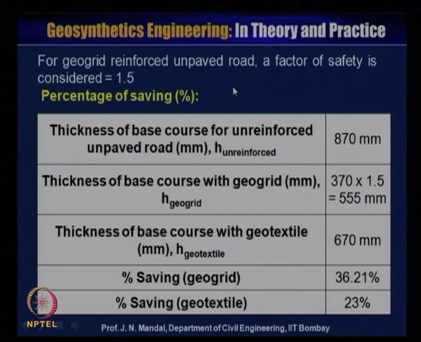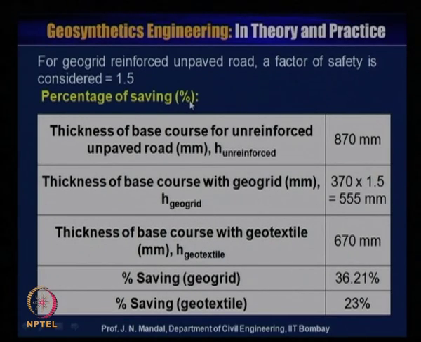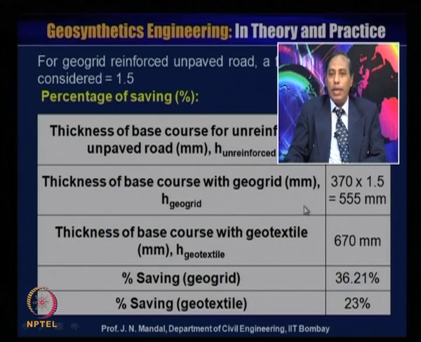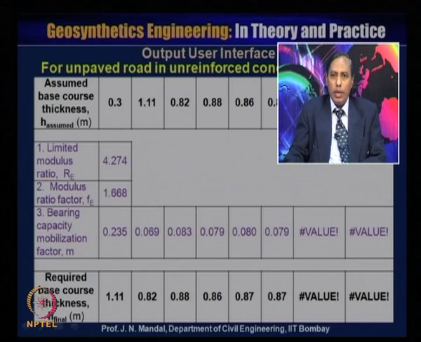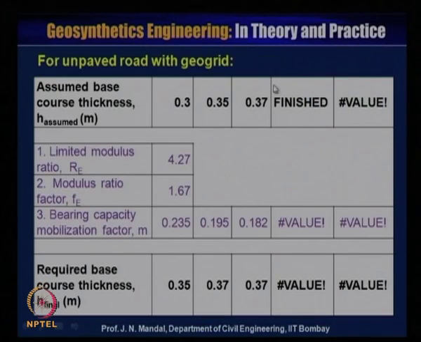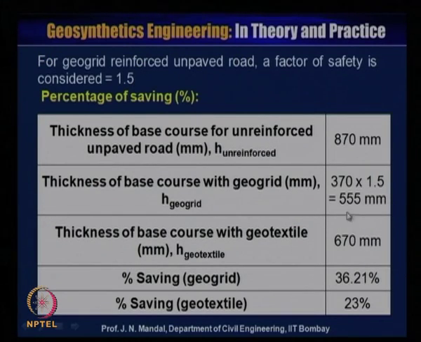So for the geogrid reinforced unpaved road, a factor of safety of 1.5 is considered. So you can check what the percentage of saving will be. Now the thickness of the base course of the unreinforced unpaved road, that is H unreinforced, is 870 millimeter, which we calculated from the table. The thickness of the base course with geogrid, H geogrid, is 370 millimeter, and with the factor of safety 1.5 we consider, this will be 555 millimeter.